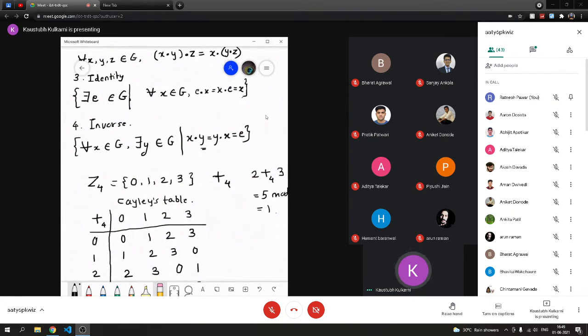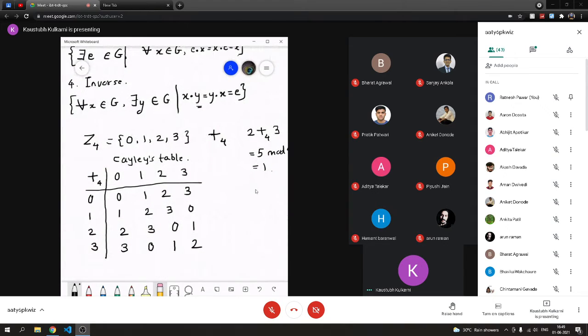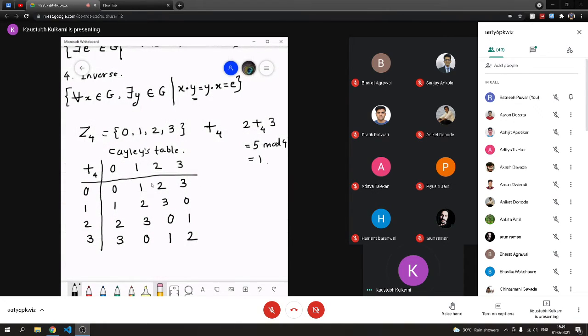Now identity. As you can see, the row and column of 0 is the same as the headers, either row wise or column wise. Okay, so 0 is the identity.